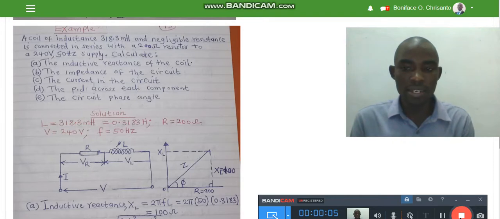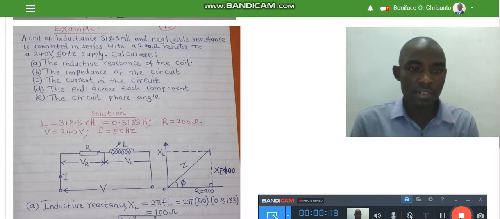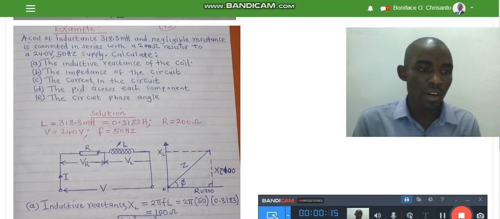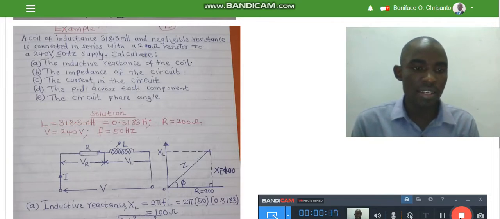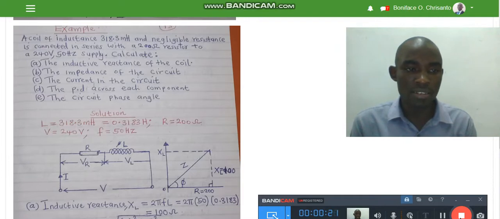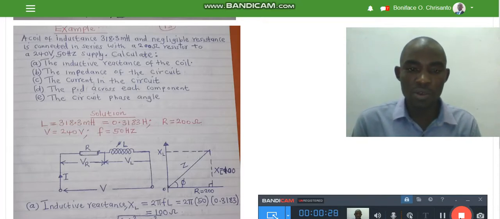We're going to look at an example which touches on a resistor and an inductor being connected in series to a voltage source. And the question reads: a coil of inductance 318.3 millihenries and a negligible resistance is connected in series with a 200 ohm resistor to a 240 volt 50 hertz supply.